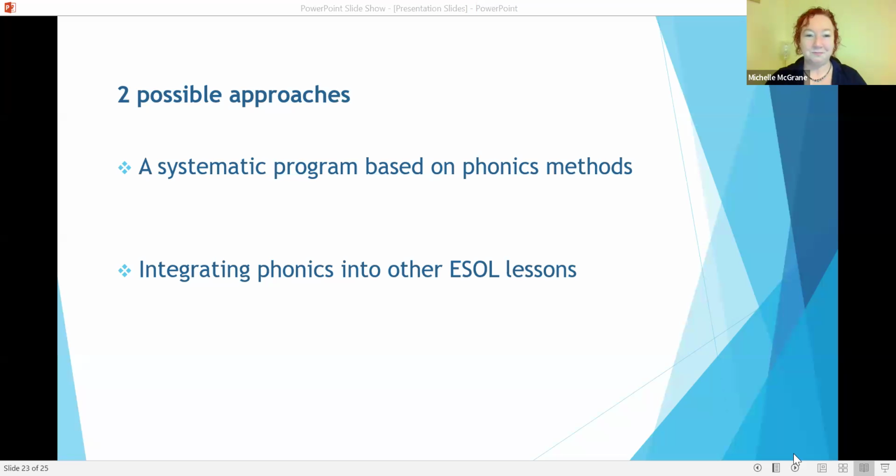Okay, proceeding along. As you can see, I've pointed out what might be obvious, which is that there are 2 different approaches. I want to clarify why we need to consider which approach we're going to take, because it's got to be one or the other, and a number of factors will influence that final decision. The first approach is a systematic program based on phonics methods. And I recommend this for any person who is essentially starting from scratch.